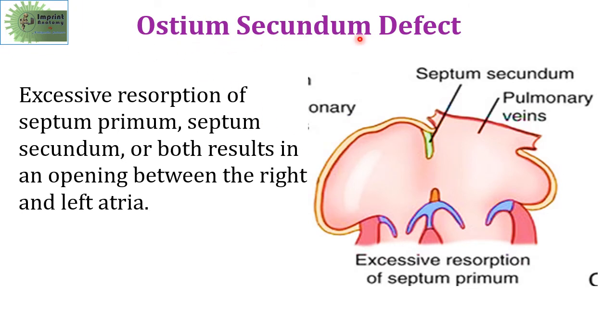Ostium secundum defect is also called a foramen secundum defect. You can see in this picture, when there is an excessive reabsorption of the septum primum and the septum secundum, or both septa, there is a large opening between the right and the left atrium. So this causes the ostium secundum defect.